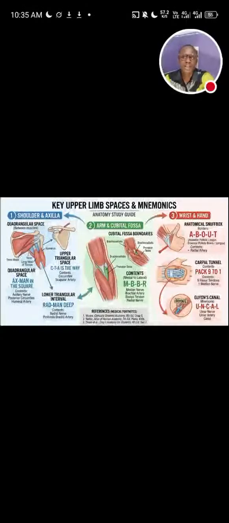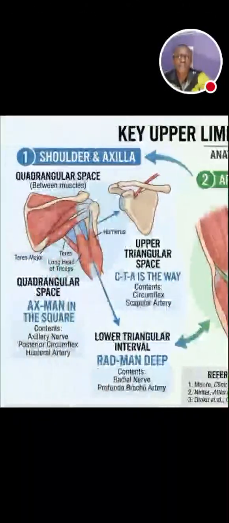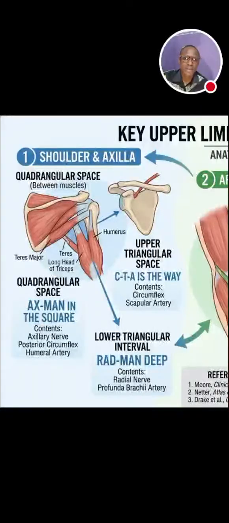This is still spaces of the upper and lower limb. You can see the lower triangular space and the upper triangular space. Keep your hand this way. This is the upper, this is the lower. So see the upper triangular space. CTA is the way: contents are circumflex scapular artery.